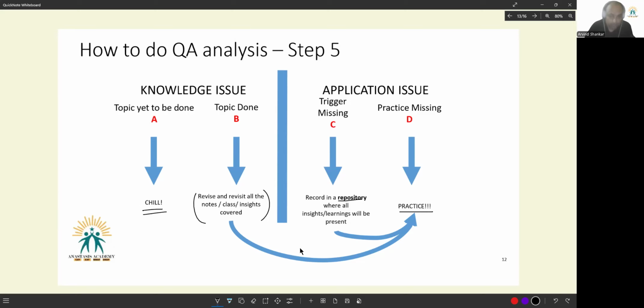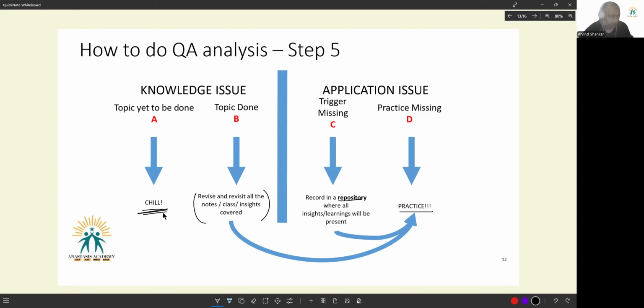For B also, the first step is revisiting all your notes and class and insights, then go back to practice. For trigger missing, it will of course be again, after you've recorded in a repository, you go back and practice. Practice is the end goal of everything, except when the topic is not done. Because if the topic is not done and you go to practice right now, you will not be able to solve it anyway. But once your initial knowledge issue or application issue is addressed, the next step has to be doing practice.